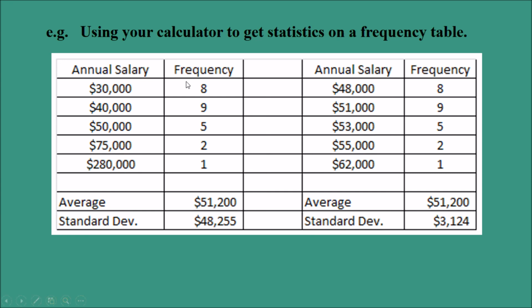If we don't have a frequency list, so we didn't have 8 sets of 30,000, 9 sets of 40,000, etc., and we just put in this, make sure when you use your calculator and you go calculate one variable statistics that you clear out the frequency list.